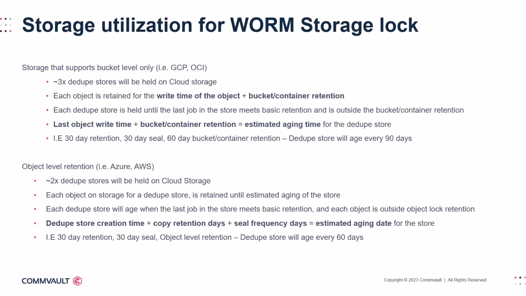So for bucket level, if you have a 30-day retention, you will get a 30-day seal with a 60-day bucket and container retention. The dedupe store will age every 90 days. For object level, if you have a 30-day retention, you will get a 30-day seal and object level retention, with the dedupe store aging every 60 days.